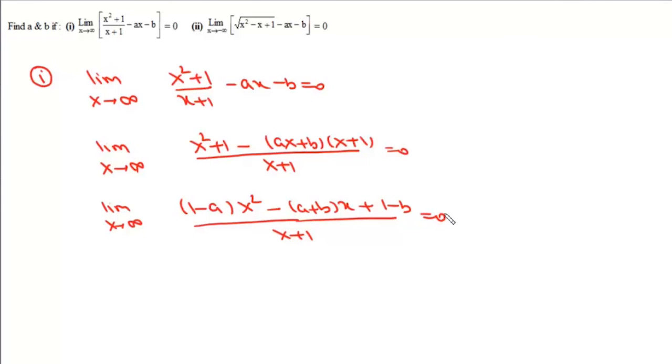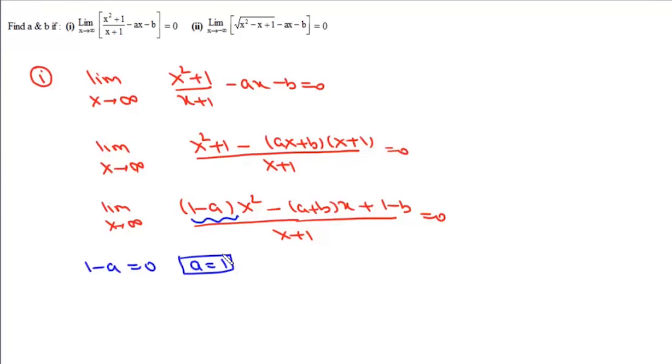Now since it is non-infinite, that means power in the denominator and power in the numerator should be same, or power in the numerator should be less. That means this coefficient of x square, it must be 0. So from here we get 1 minus a equals 0. That is value of a, it must be 1.